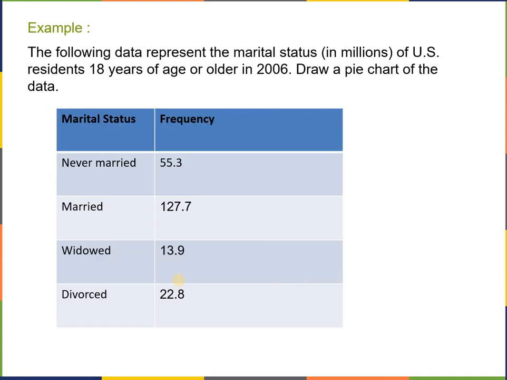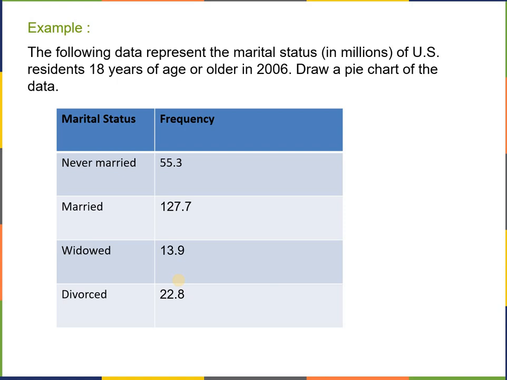If we have data like this, and this data, let's say, represents the marital status in millions of U.S. residents 18 years of age or older in 2006, we want to draw a pie chart from the data. Notice how this is going to be our frequency. So this is a frequency table.